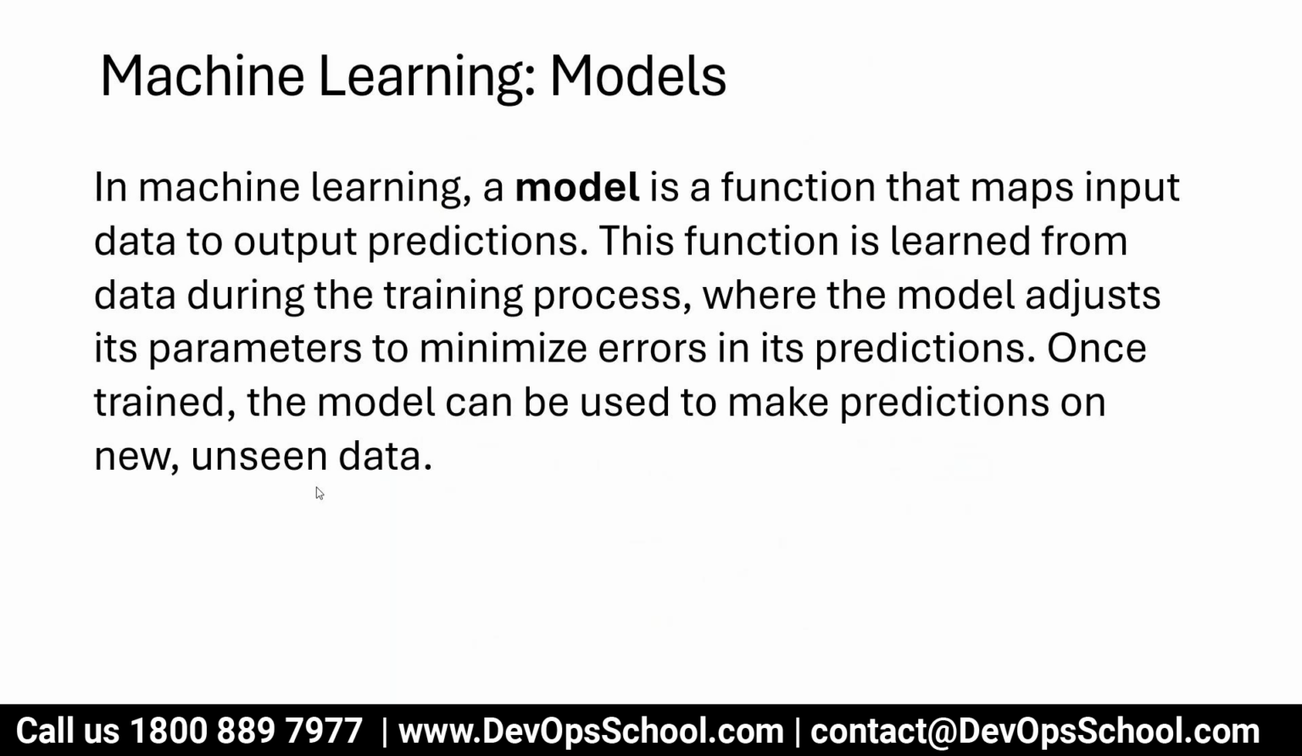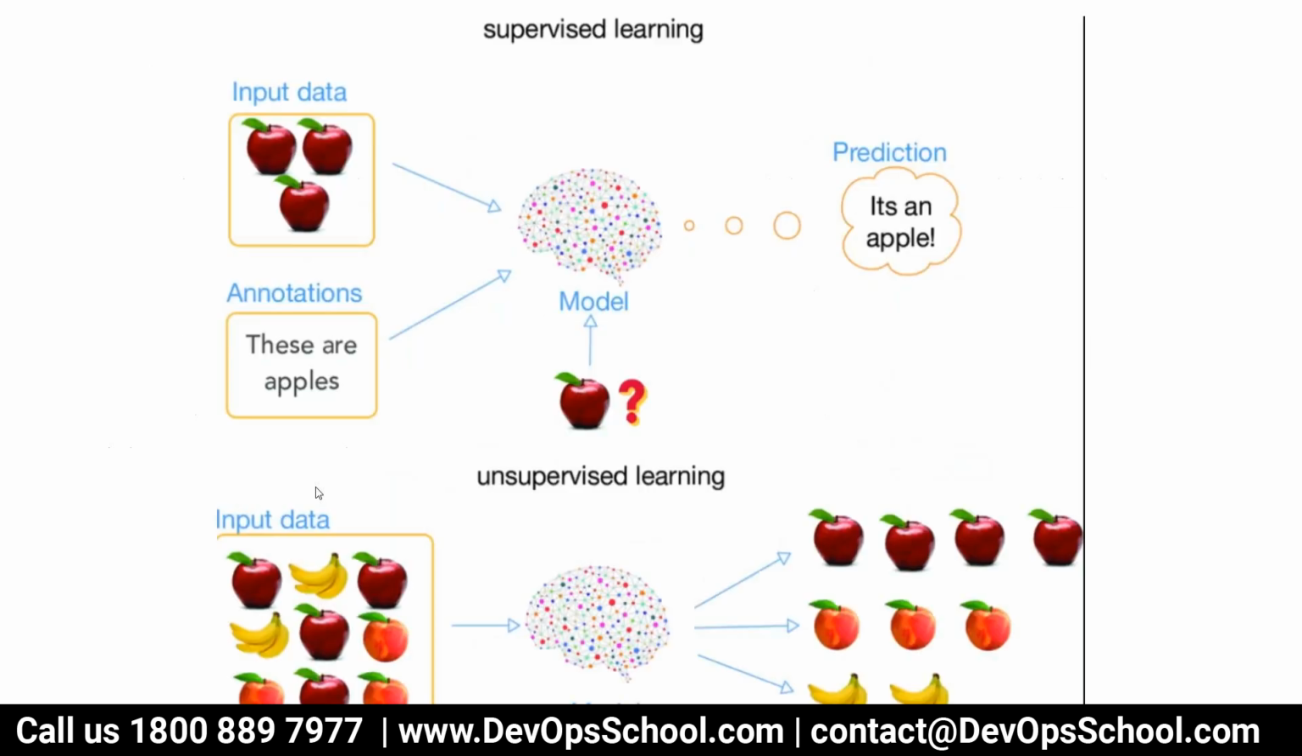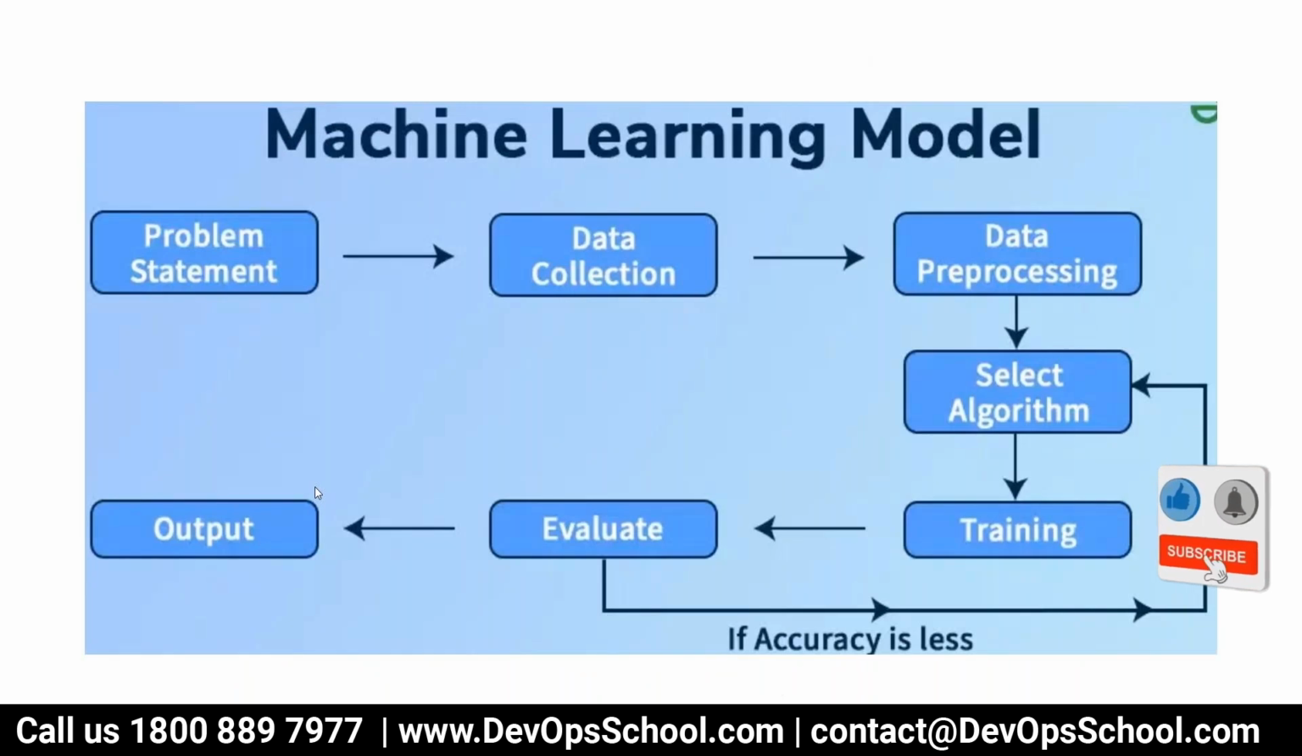In machine learning, a model is a function that maps input data to output predictions. This function is learned from the data during the training process, where the model adjusts its parameters to minimize errors in its predictions. Once trained, the model can be used to make predictions on new unseen data. Here you see some of the representations which we discussed in supervised and unsupervised learning already. The model is being trained in the middle, and once the model is trained fully, you can deploy it to real world scenarios. So these are the processes.